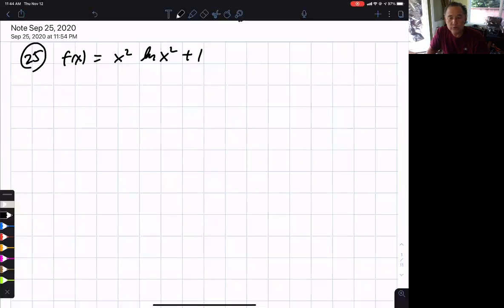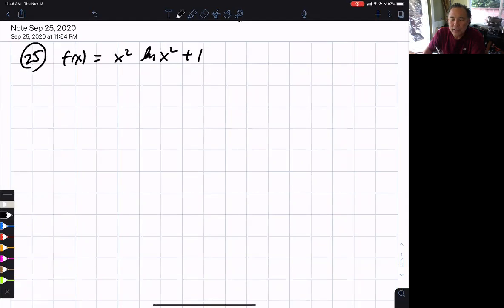Right, this is 4.2, number 25. We want the regions where this function is increasing and where it's decreasing. And so how are we going to do that? Part of what you have to know is: where can a function change from increasing to decreasing?